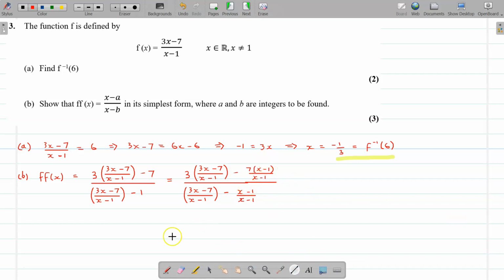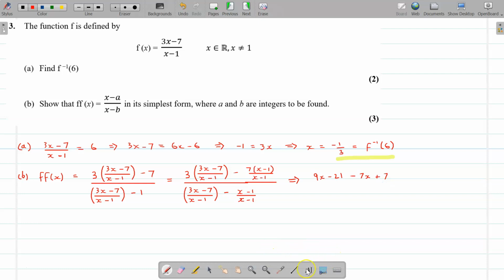Now, that means that I can just go straight now to this statement, that I've got 3 lots of 3x minus 7, which is 9x minus 21, and then I've got to take away 7(x minus 1), but it's take away 7x and take away minus 7, so it's going to be plus 7.